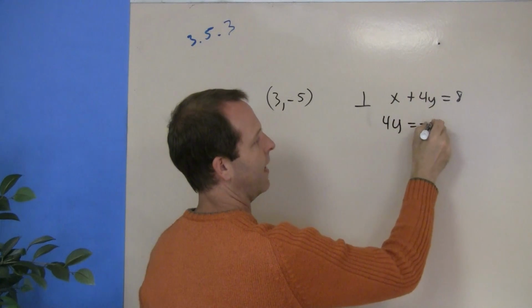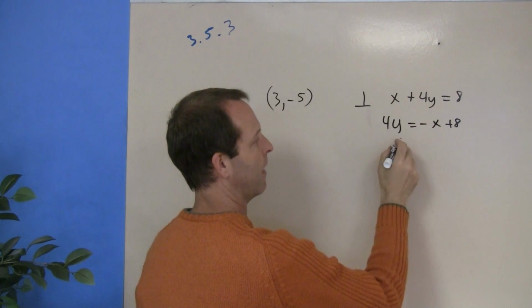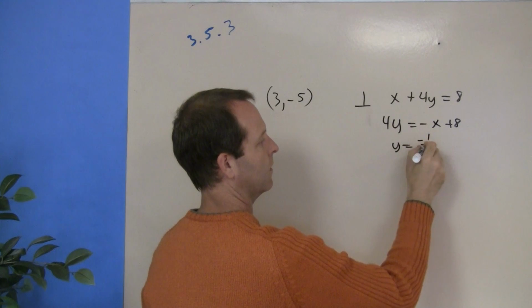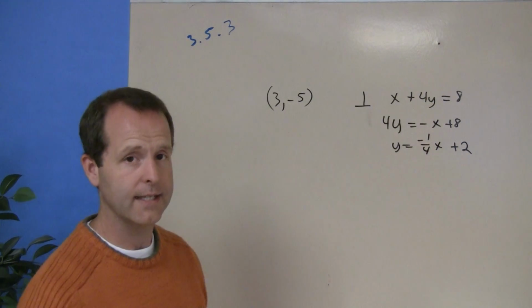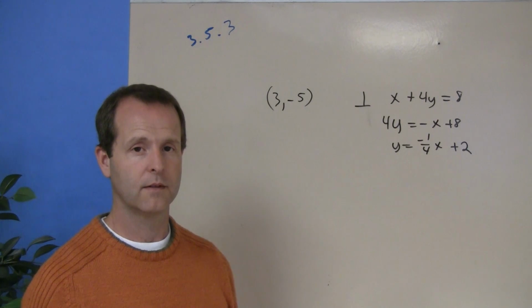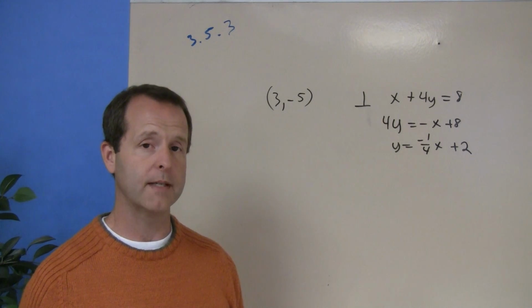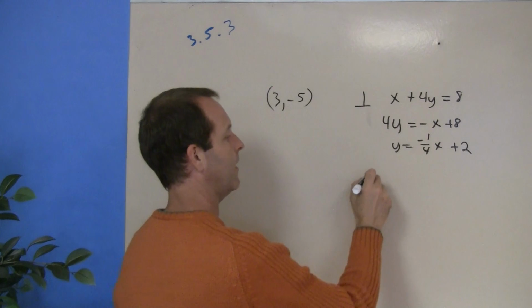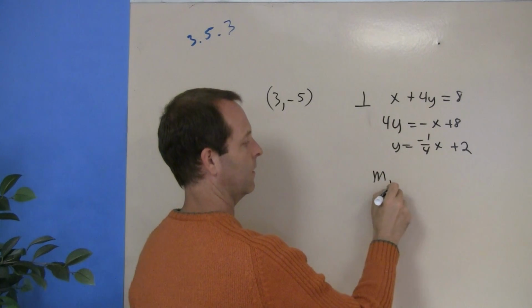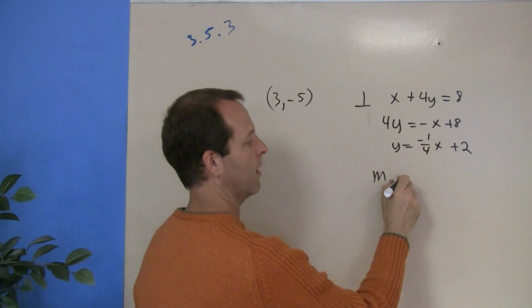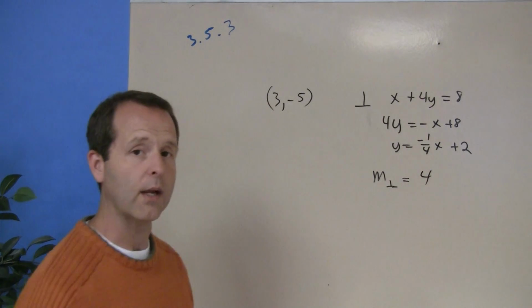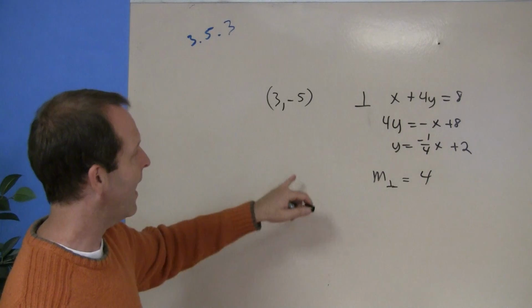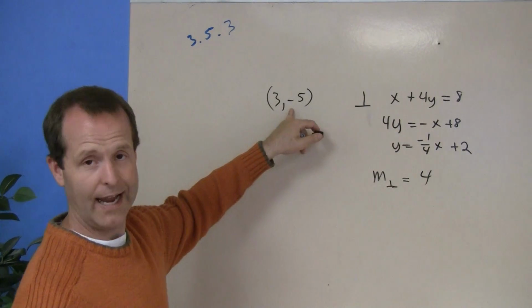4y equals -x plus 8. Divide both sides by 4. So the slope of that line is -1/4. So what would the slope be of a perpendicular line? The line that's perpendicular, that's just a little perpendicular sign with subscript, would be a 4. -1/4 times 4 equals -1.